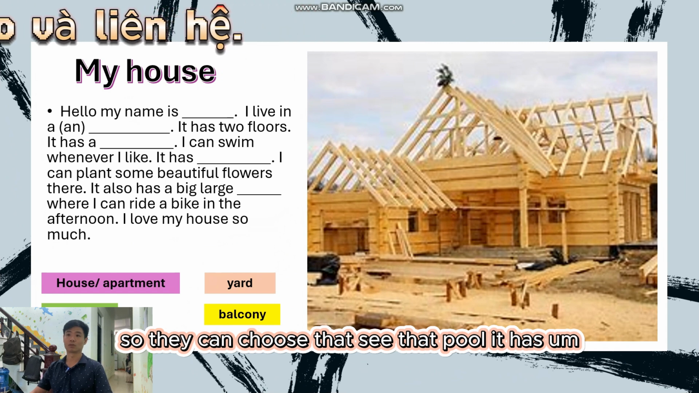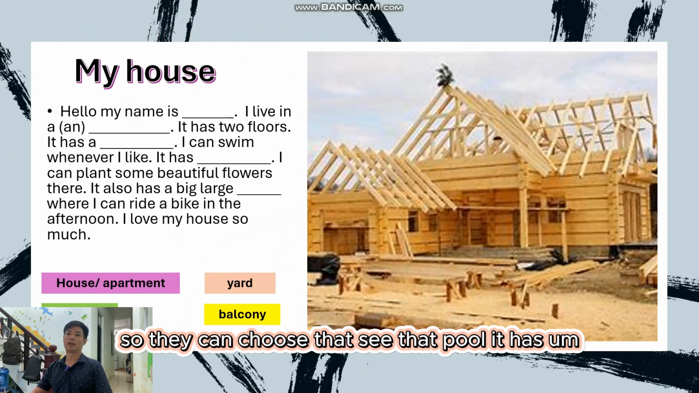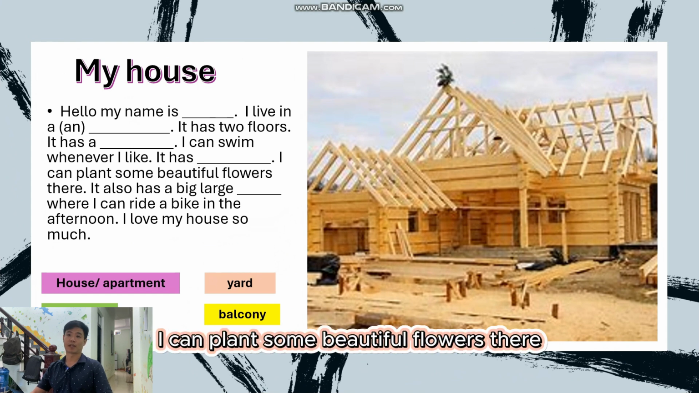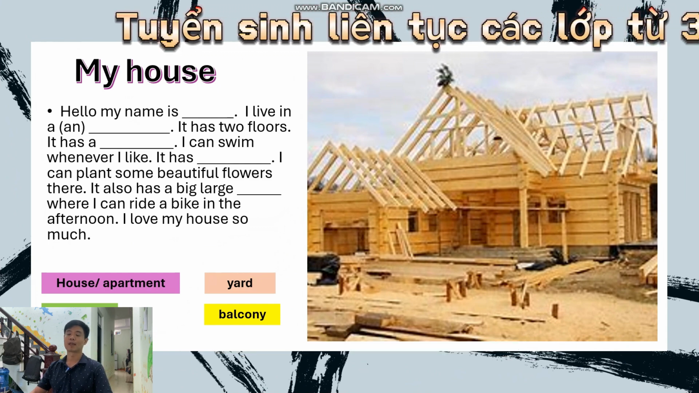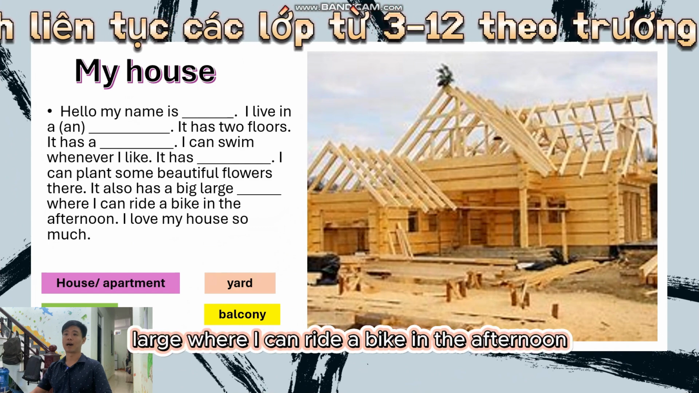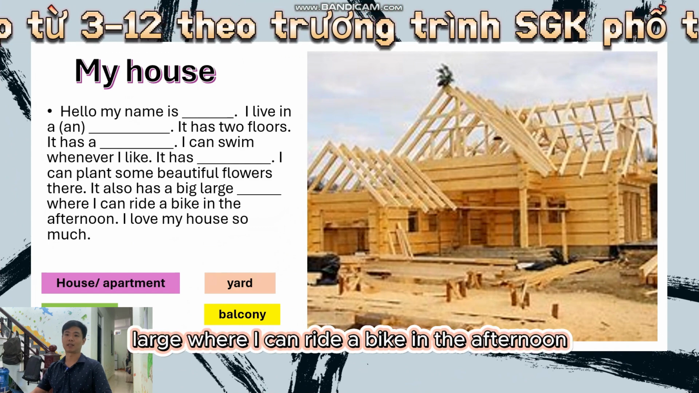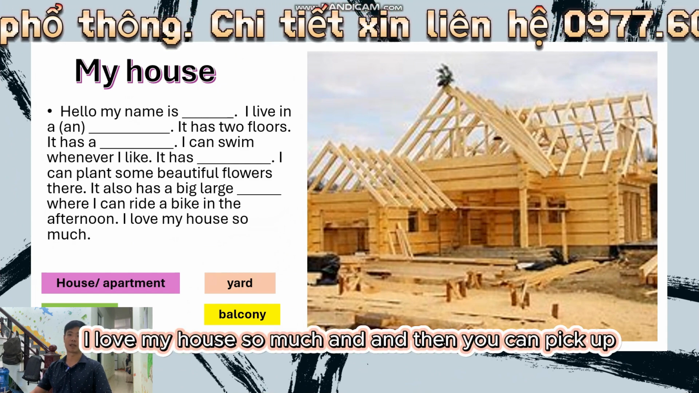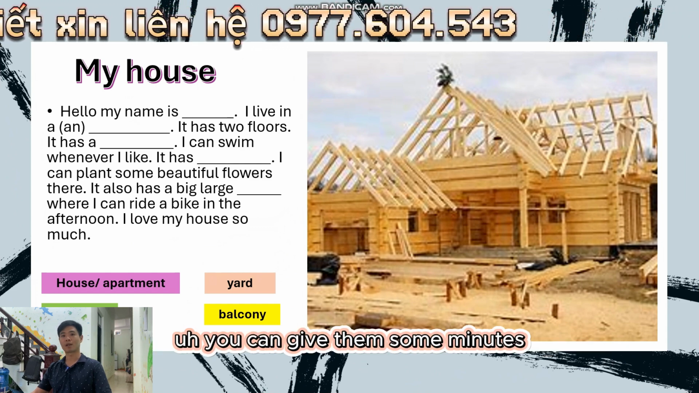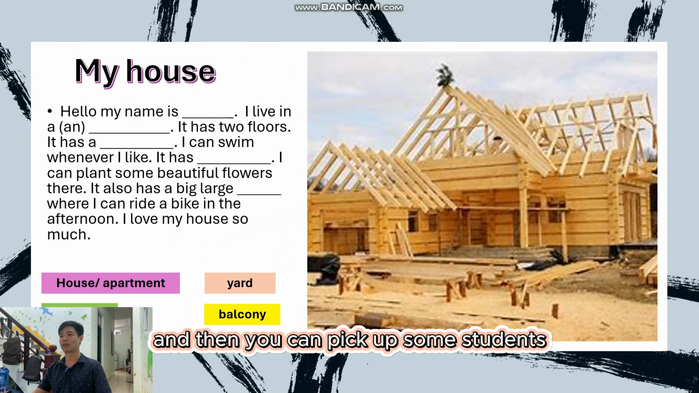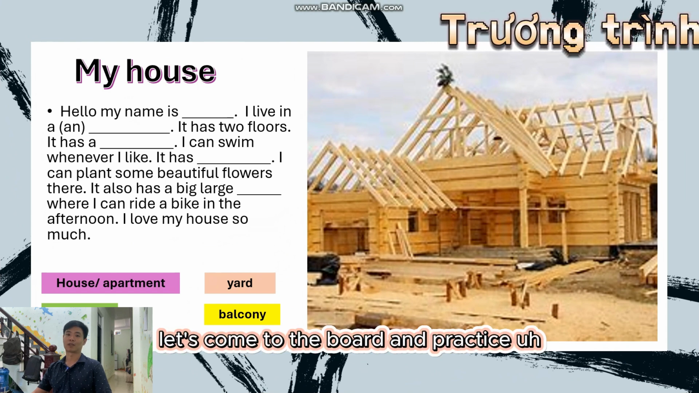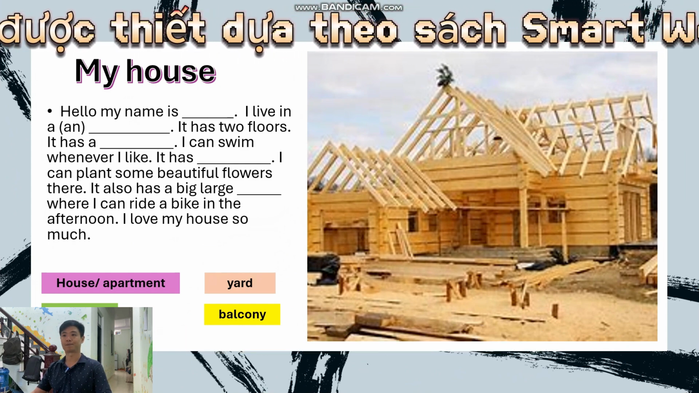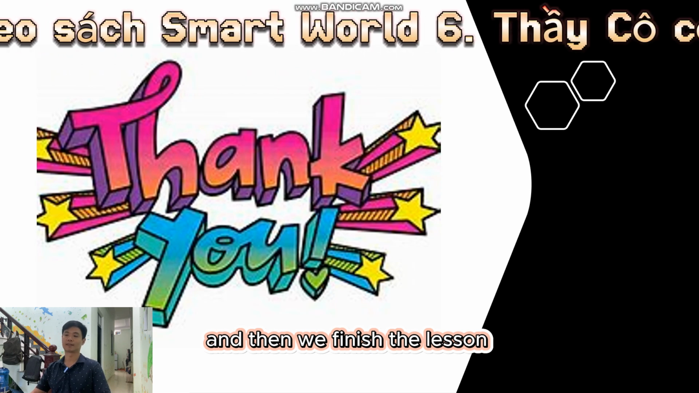That's pool. It has, I can plant some beautiful flowers there, so they know that's the balcony. It also has a big large where I can ride a bike in the afternoon. That means yard. I love my house so much. And then you can give them some minutes, and then you can pick some students to come to the board and practice telling everyone about their house. Okay? And then we finish the lesson.